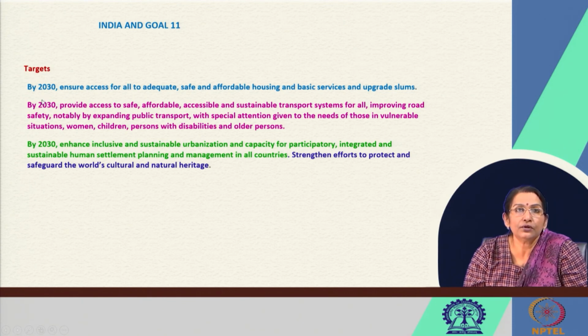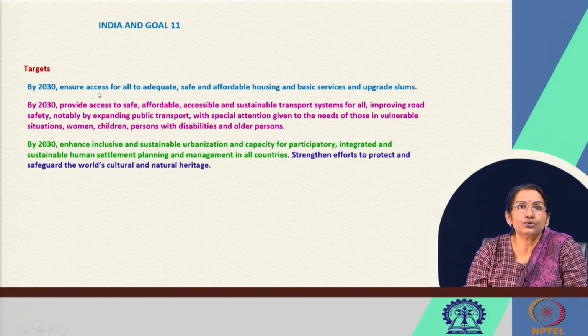So the targets like by 2030, ensure access for all to adequate, safe and affordable housing, basic services, and especially upgradation of the slums. Similarly, affordable and accessible sustainable transport system, communication system, and expanding public transport with special attention to the vulnerable sections of society, like women, children, elderly persons, persons with disabilities or older persons, etc.